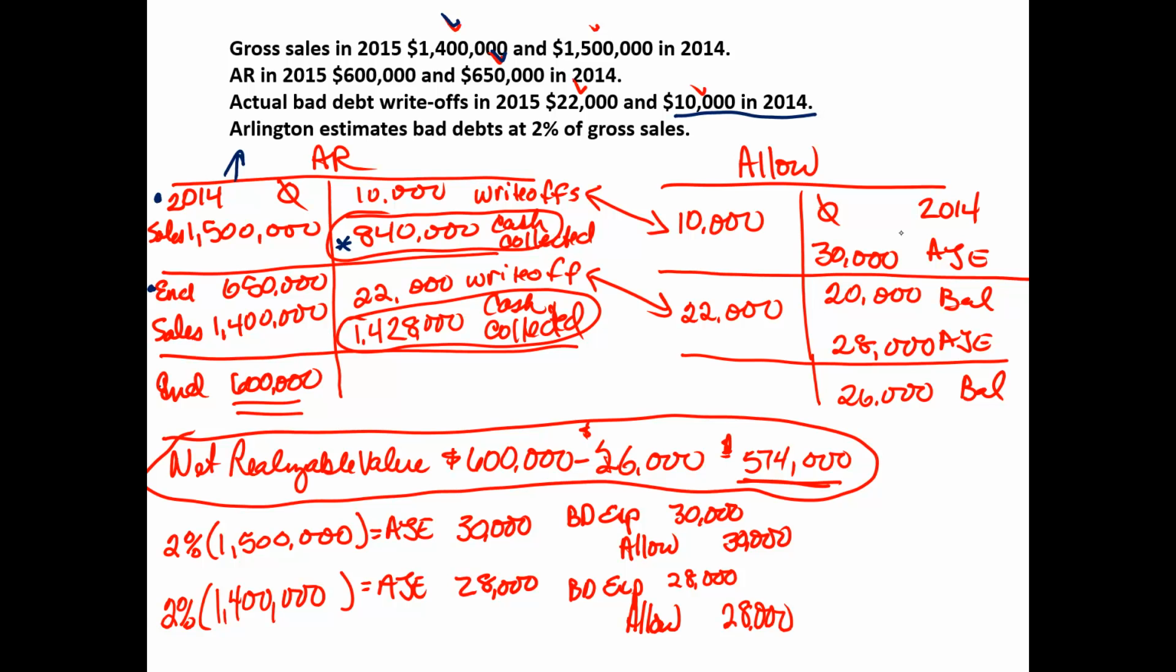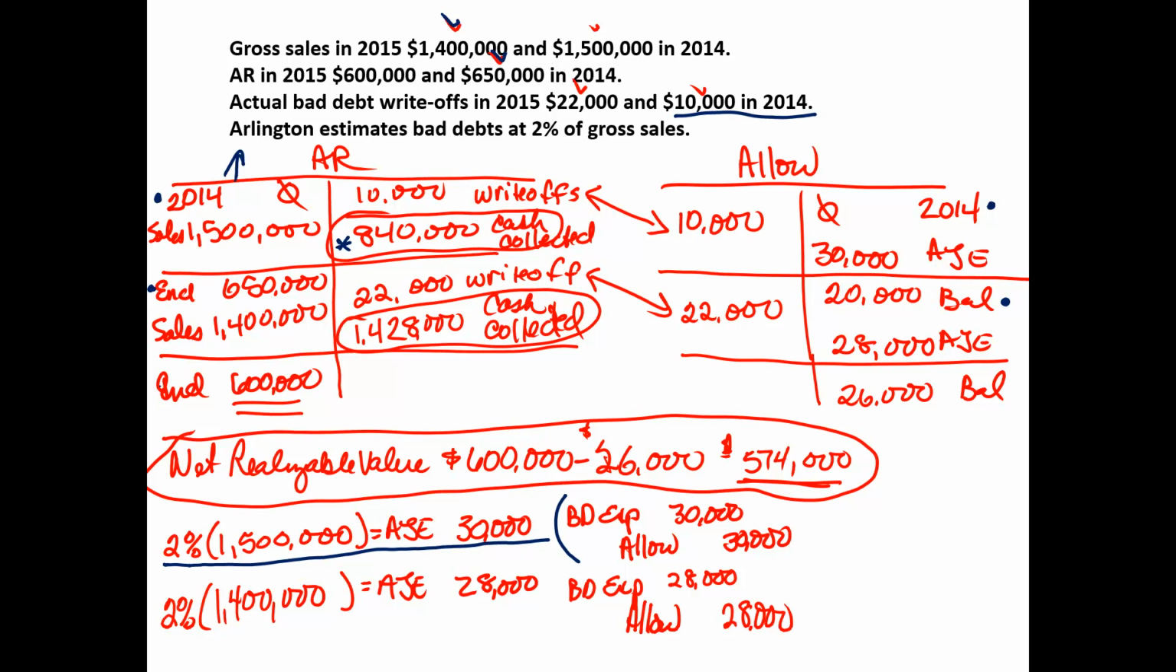Also, we know that the beginning balance in the allowance account was 0 because it was a brand new company. We wrote off 10,000, and our adjusting journal entry for the year, which was debit bad debt expense, credit allowance for 30,000, came because we took 2% of gross sales to get the adjusting journal entry amount, or $30,000. So we ended up with an ending balance in the allowance of 20,000 at the end of 2014.